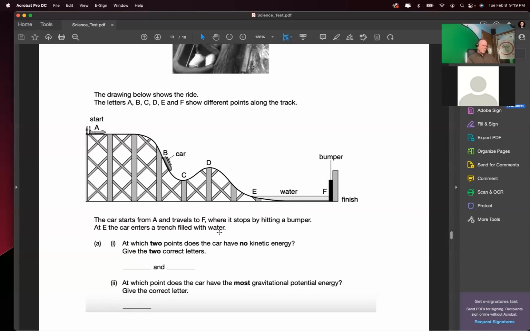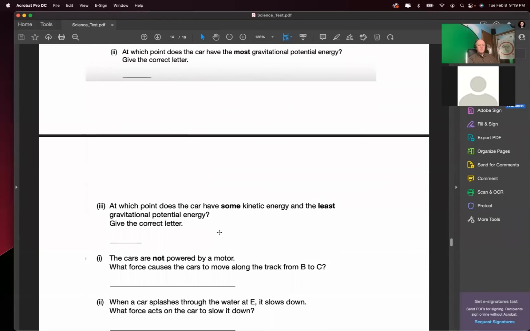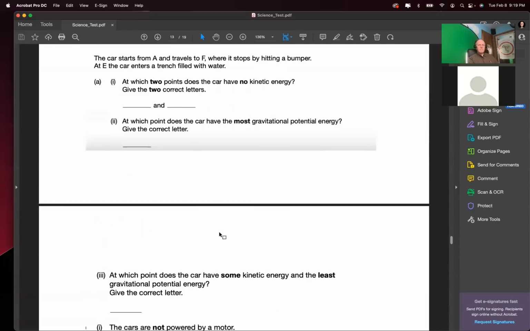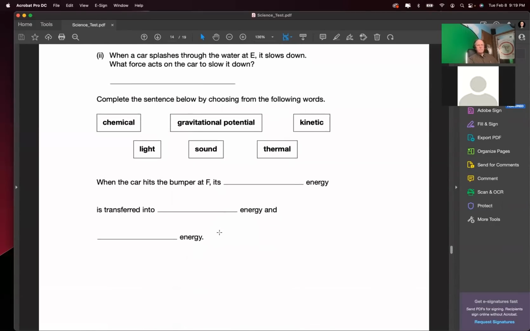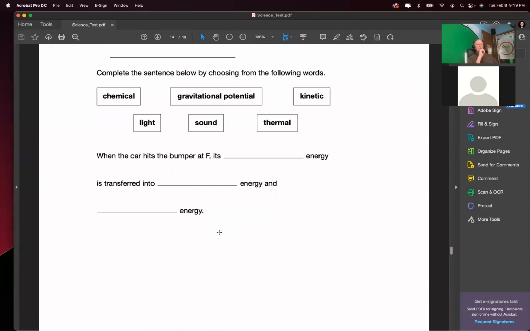Okay. Complete the sentence. So friction, I guess, maybe you could say viscous, but I guess friction anyway. Okay, so you're going to say friction. Complete the sentence below by choosing from the following words: chemical, gravitational potential, kinetic, light, sound, and thermal. When the car hits the bumper at F, what energy is transferred to what energy and what energy?